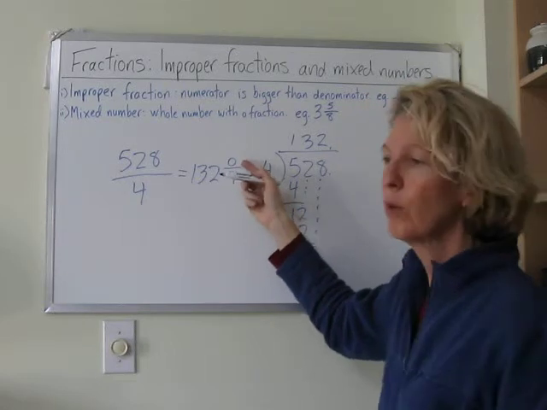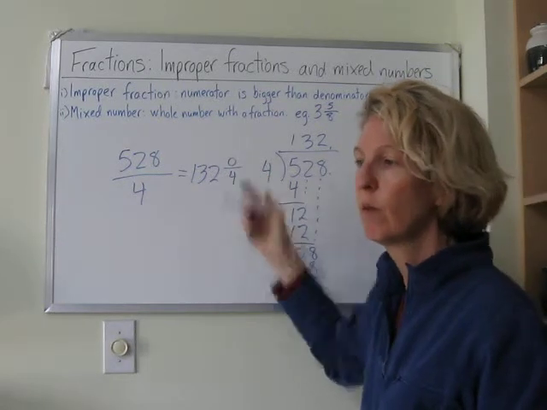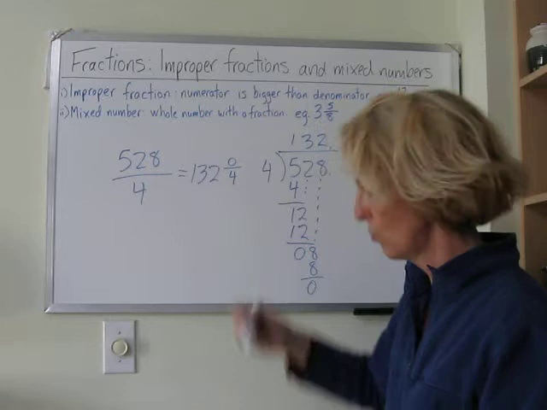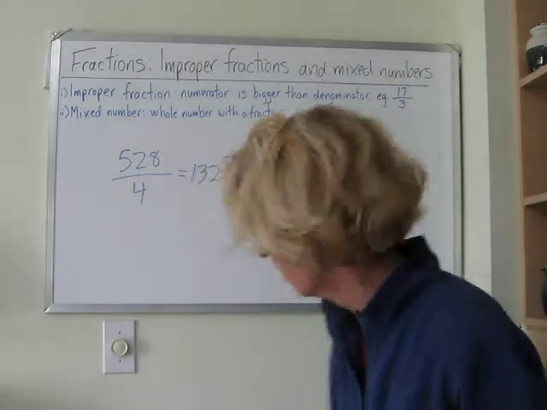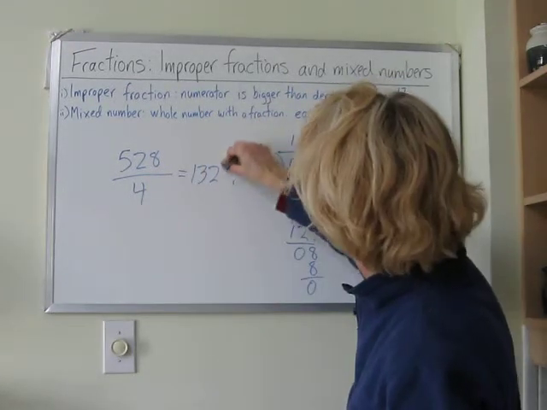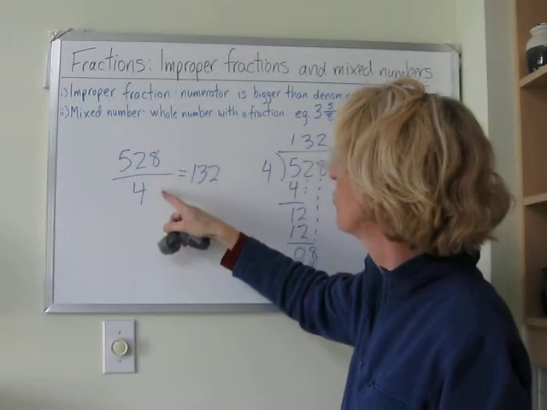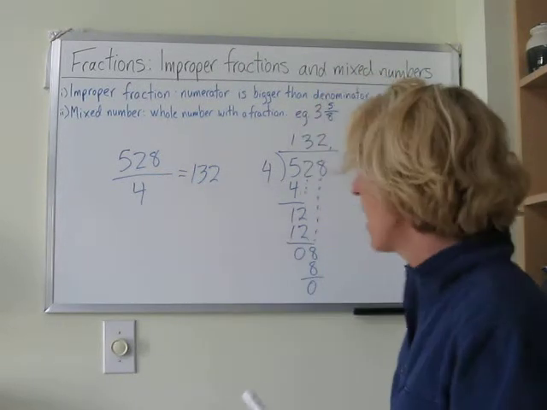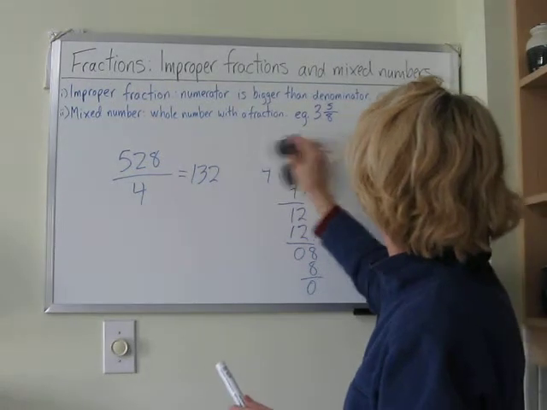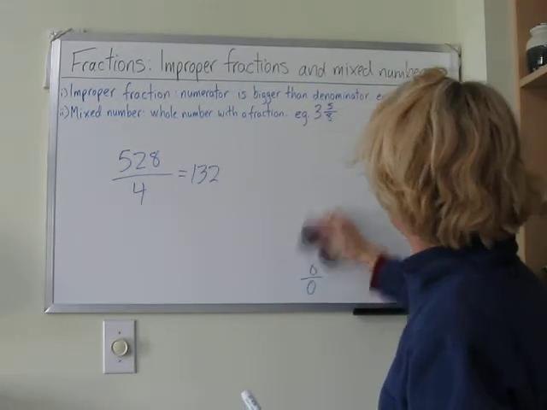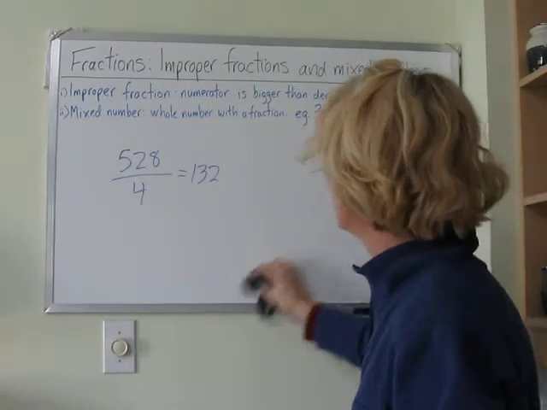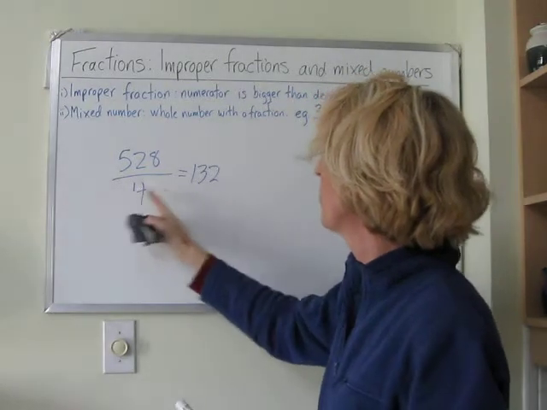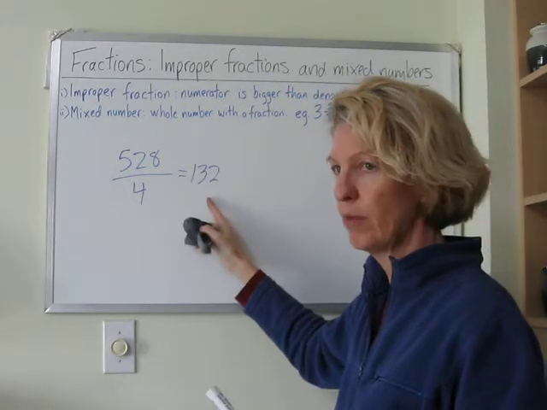But any number divided into 0 is always 0. So we don't write that fraction. We would never write this. So actually, this improper fraction is a whole number. That was a happy accident, right? Yes.